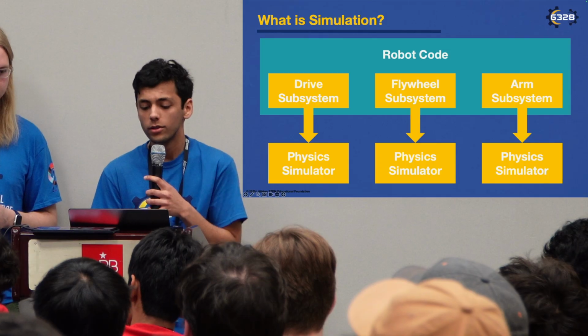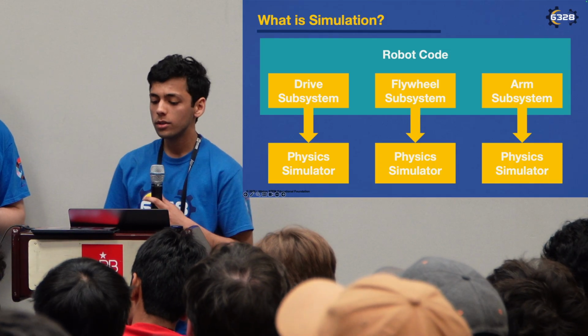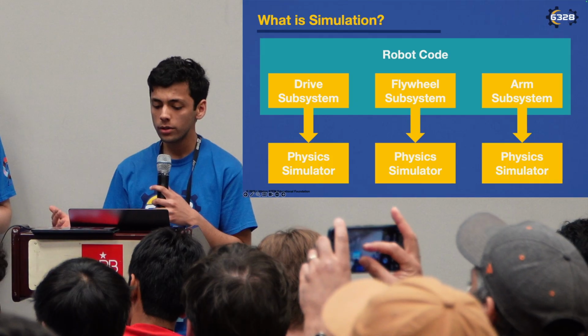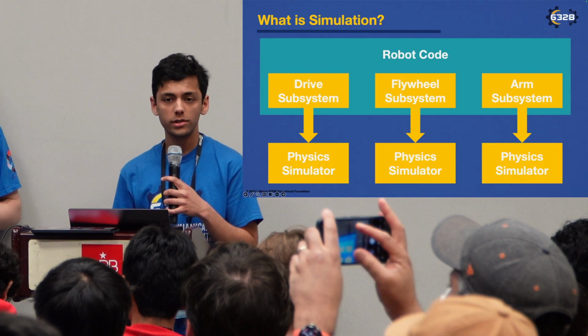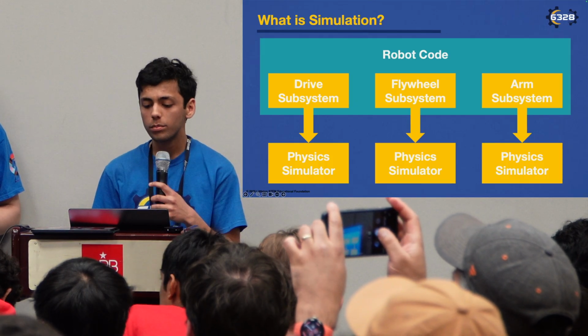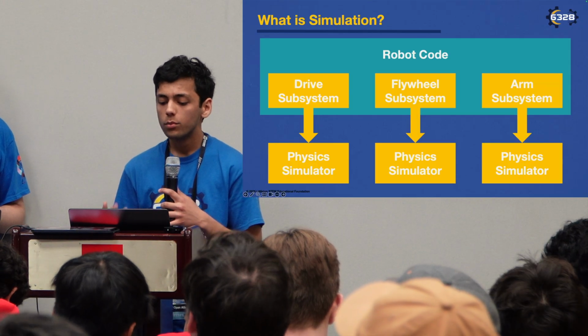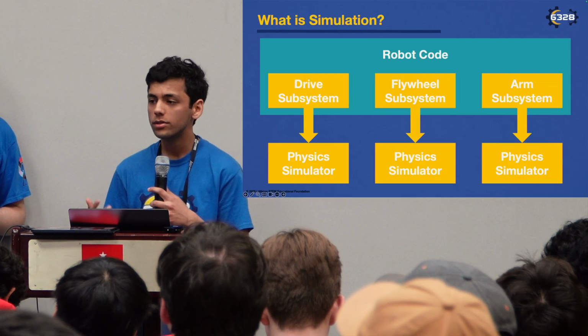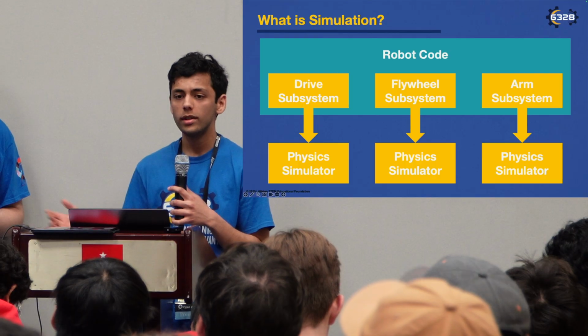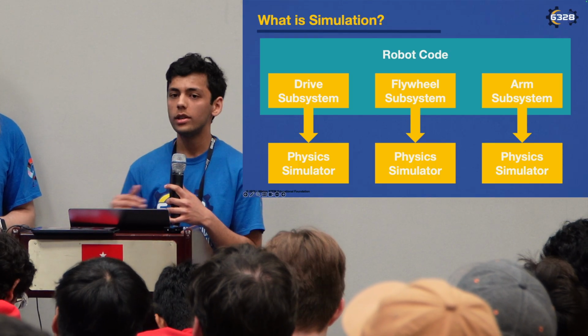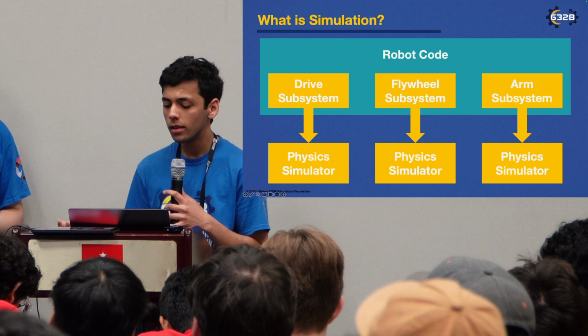So here's what that looks like. Rather than using one single simulated environment, in FRC we usually give each subsystem its own physics simulator, and the benefit of this is that each simulator is a lot simpler. WPILib provides classes for all of these examples, such as a drive, a flywheel, and an arm. And when we apply voltage or current, we can see how the subsystem moves in accordance with its own logic. The downside is, of course, that we can't simulate interactions between each physics simulator running for each subsystem.